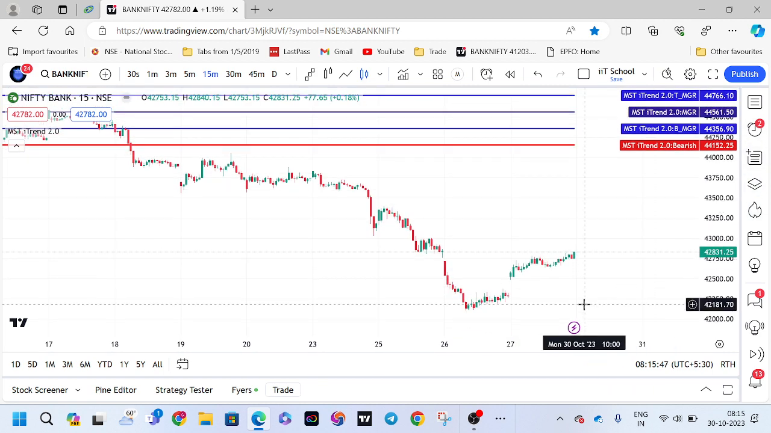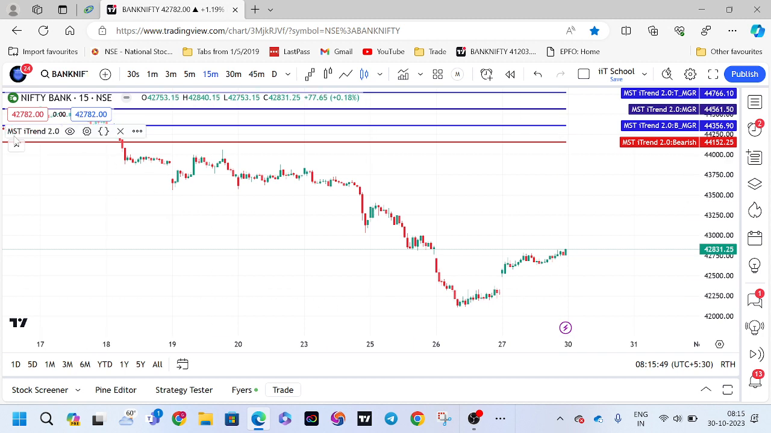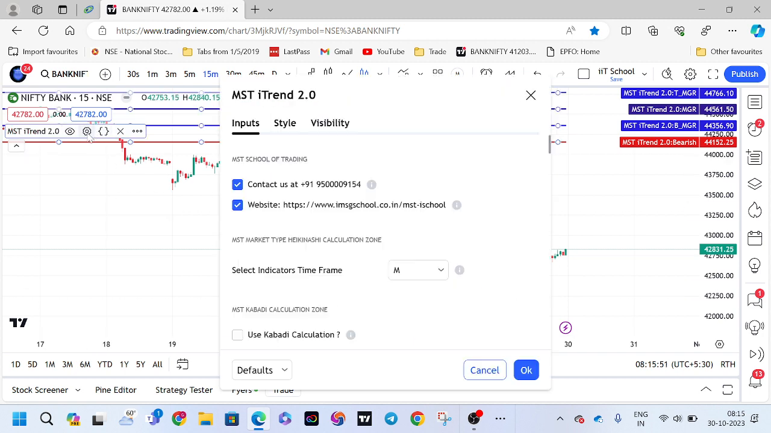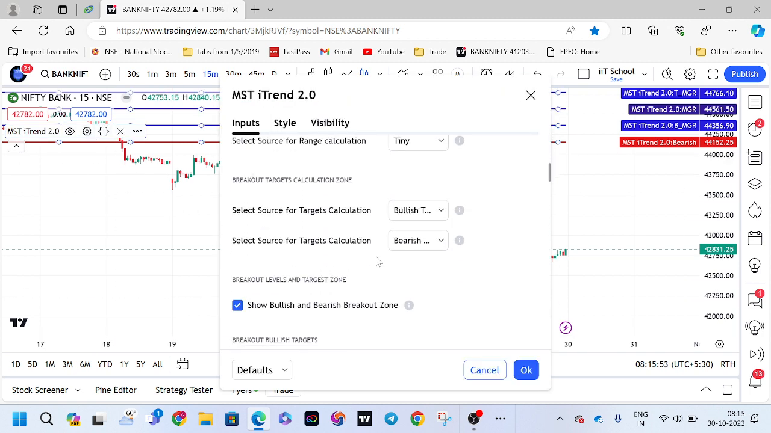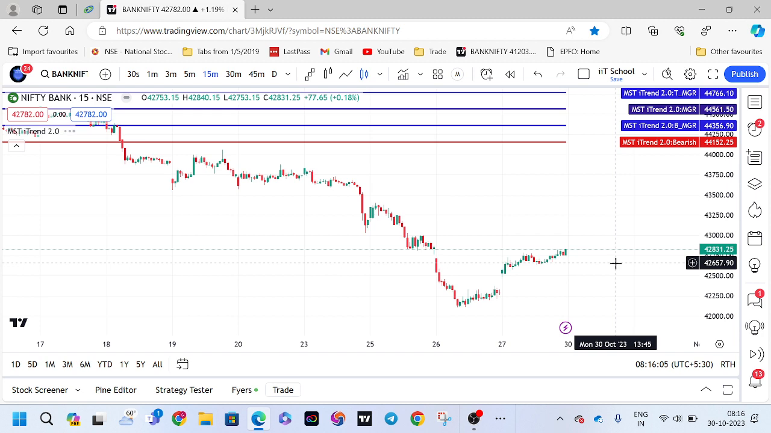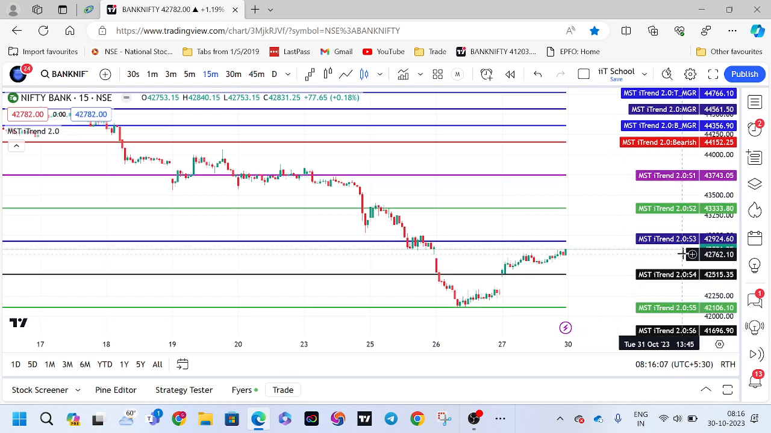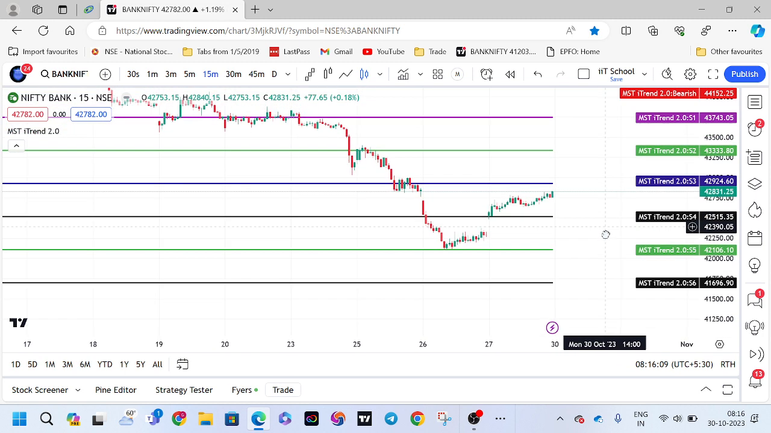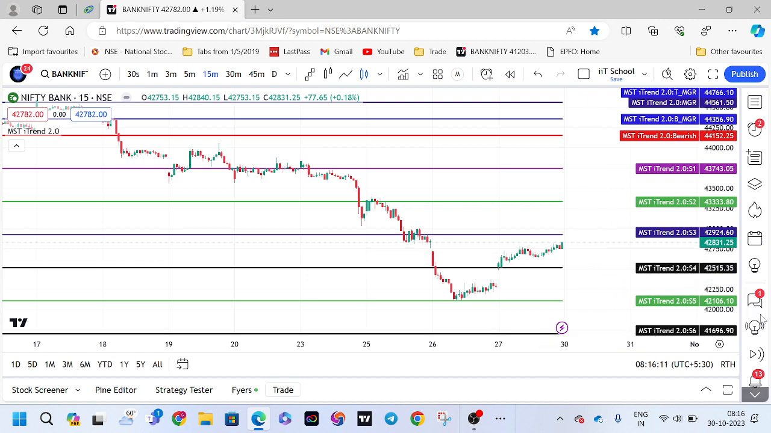How to know the target, sir? Where are the targets? Here I have given the targets. Go to the settings, and here you have the option to enable the targets: first bullish targets, bearish targets, 1 to 3, 4 to 6 we have given. See how many targets have been given? Exactly 5 targets have been hit perfectly.